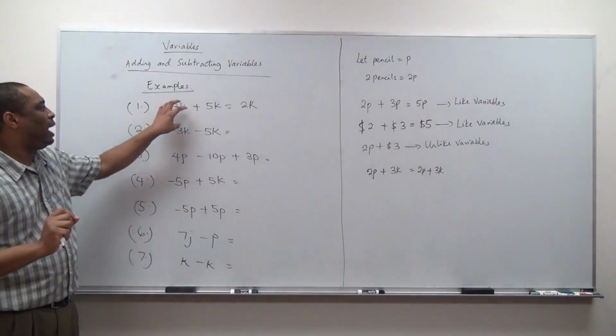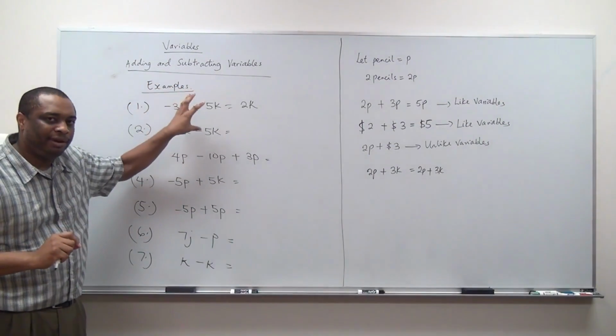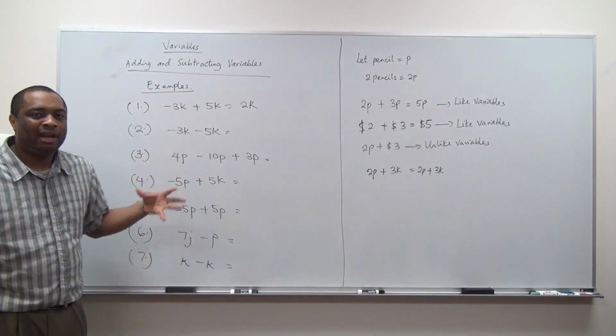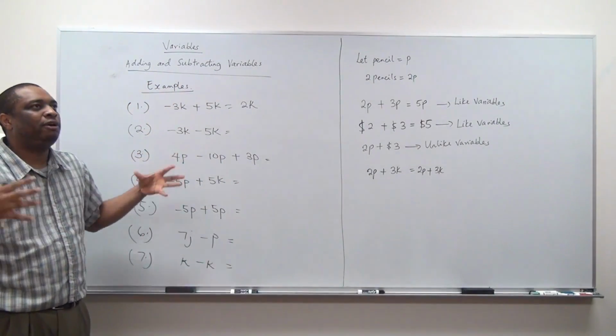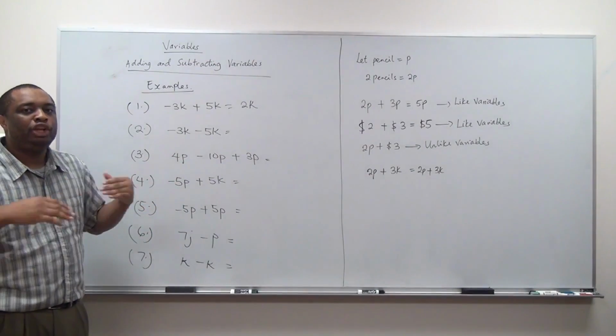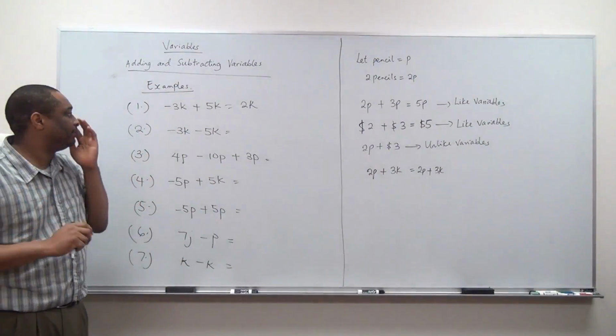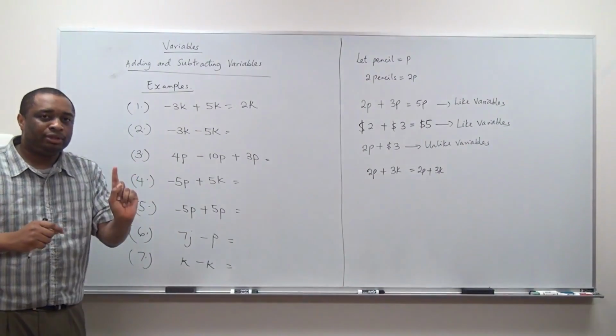This is only when it is like variables. If it is a mixture of like and unlike variables, or a mixture of variables and constants, you cannot do it that way. This is only for like variables. That is one way to do it.